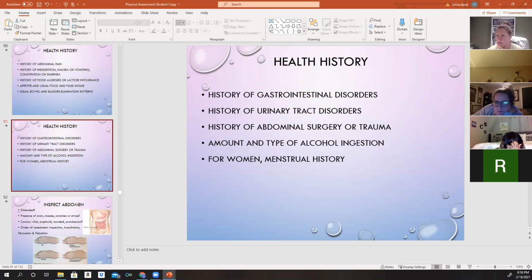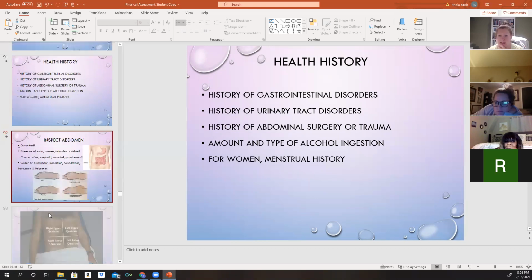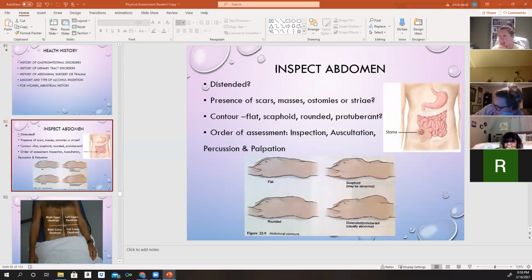So when we inspect the abdomen, we want to see if it's distended. You want to look and see if there are any scars. Are there any masses? Do they have any ostomies? Any striae? Any kind of damage to the outside of the skin area? What shape is it? Is it flat? Is it rounded? Is it protuberant?